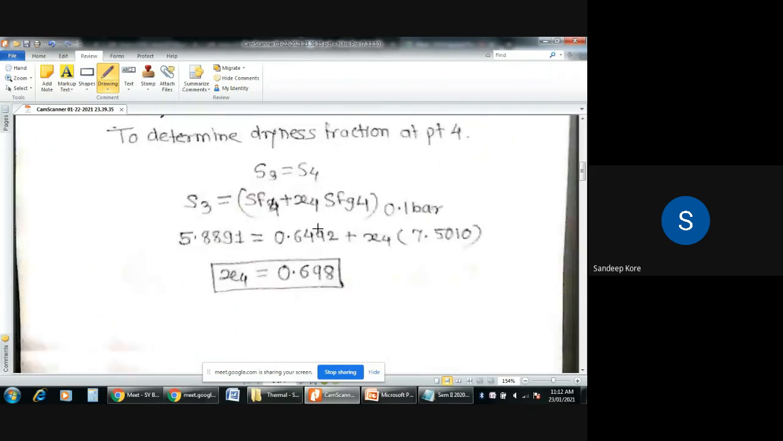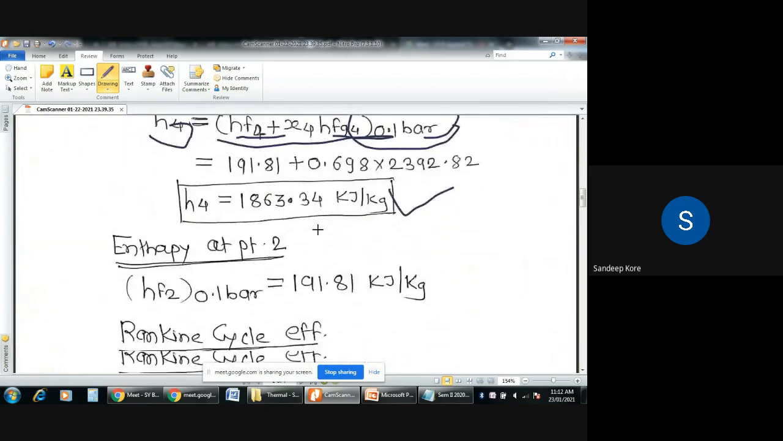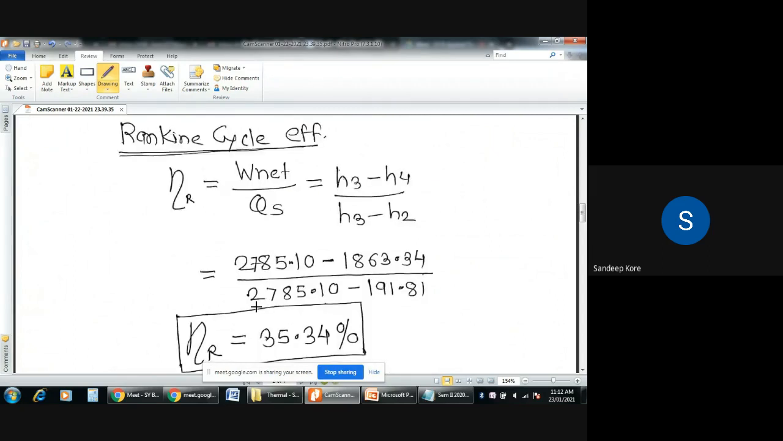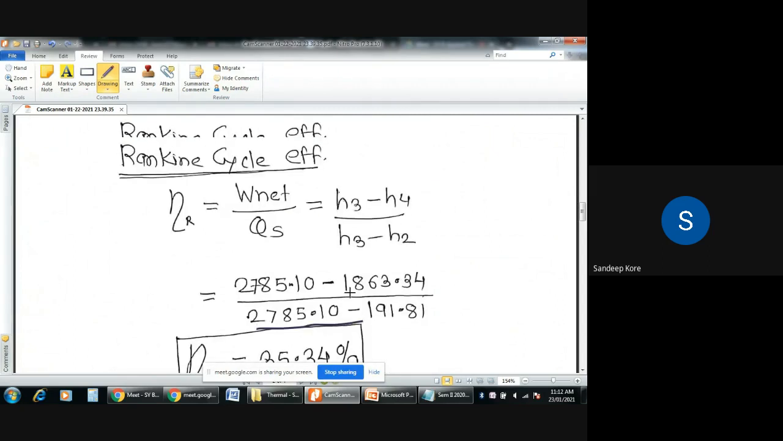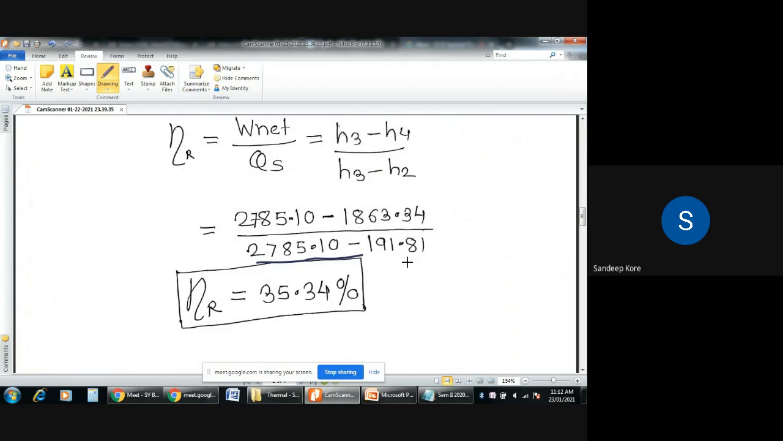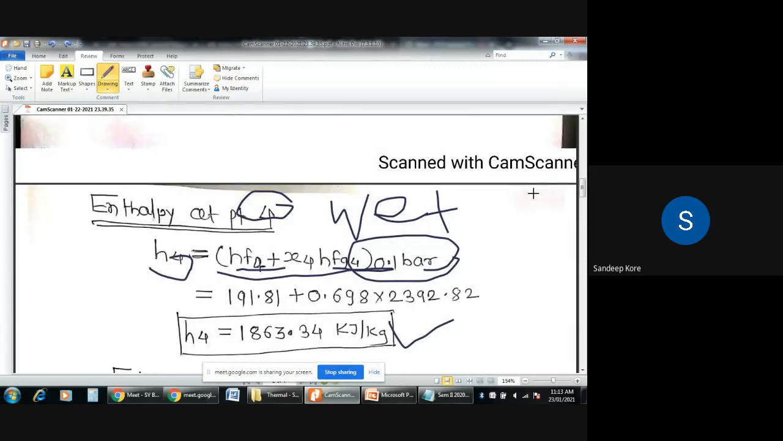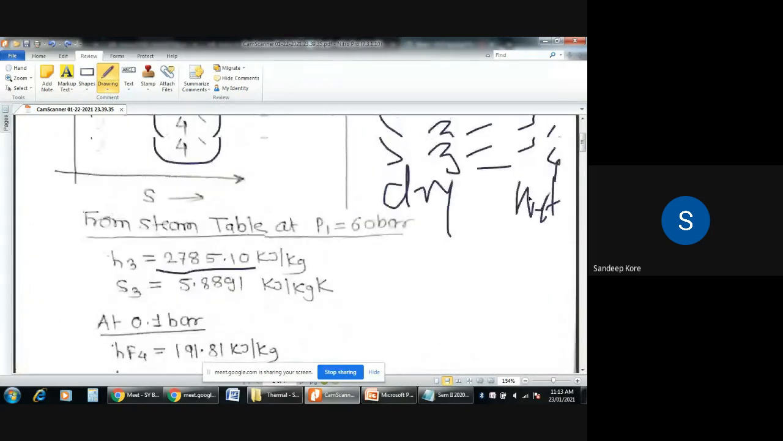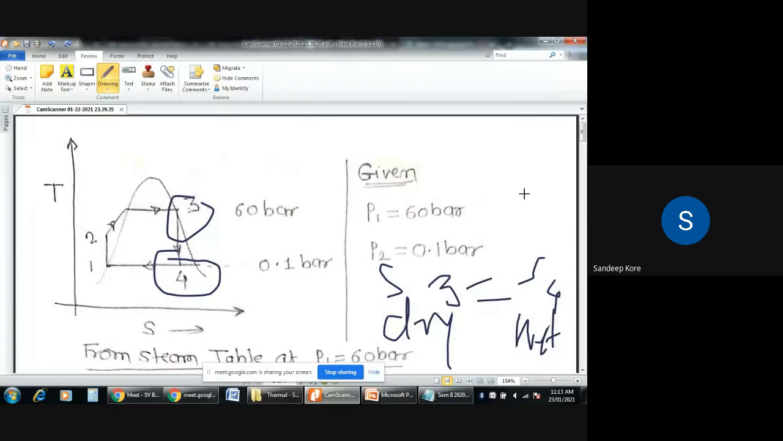So the amount of heat supplied in the boiler is equal to H3 minus H2. H3 we have already noted, it is 2785, and H2 is 191, that is the enthalpy of fluid at 0.1 bar. And we are getting the Rankine cycle efficiency as 30%. Yes, in this way we can find out the Rankine cycle efficiency for the simple problem on the dry saturated vapor powered cycle.